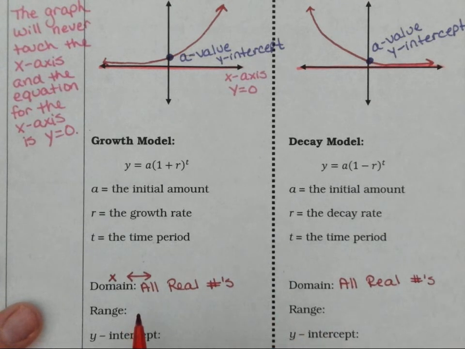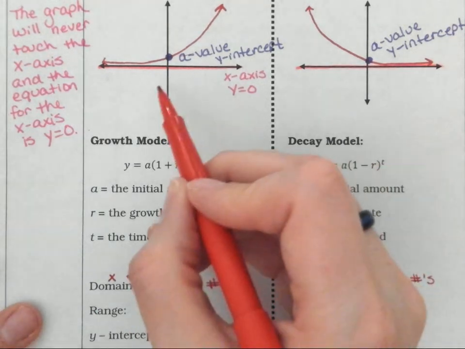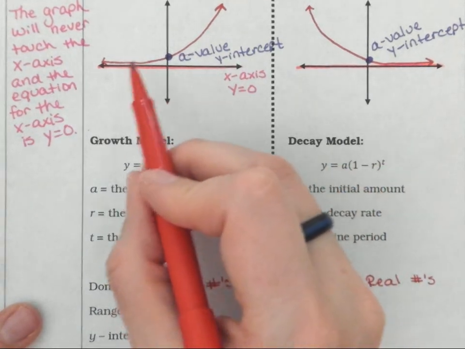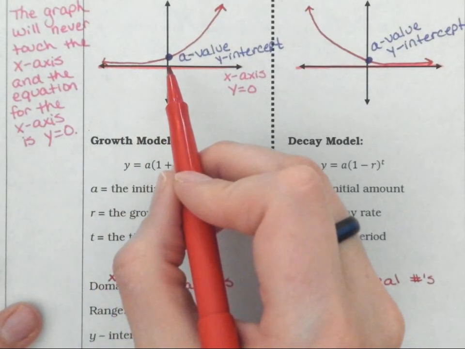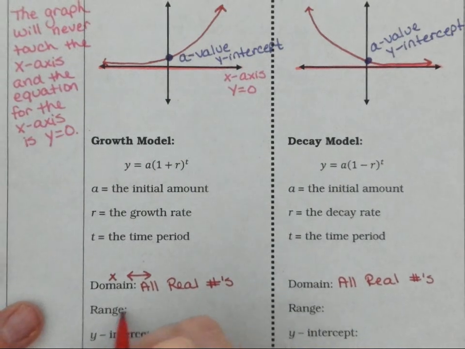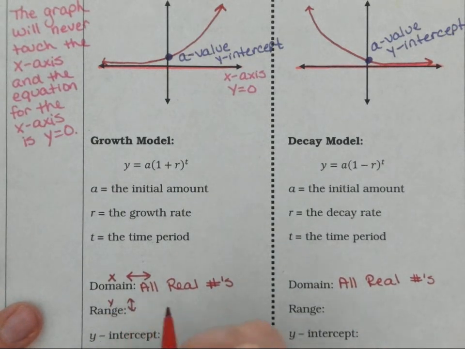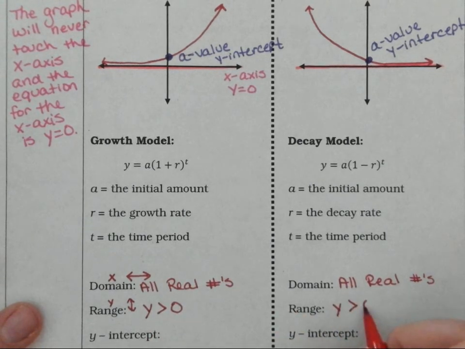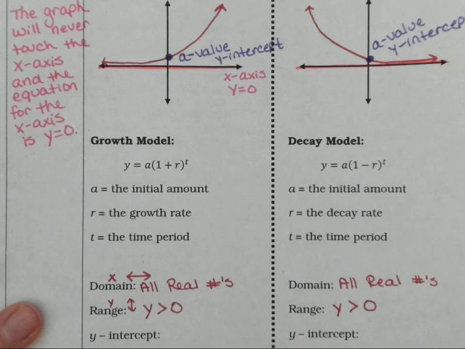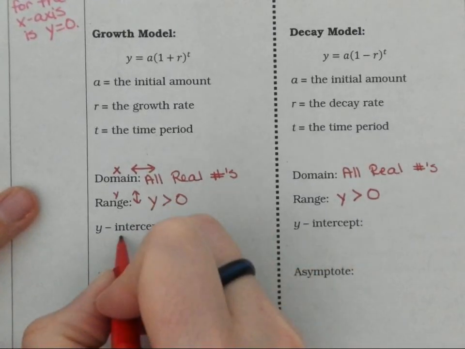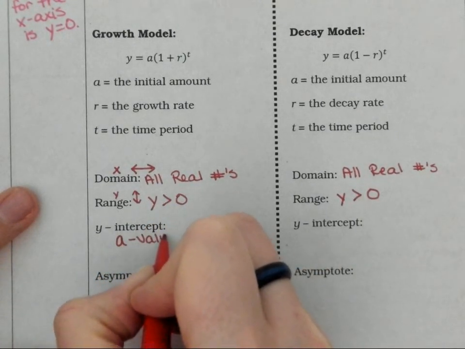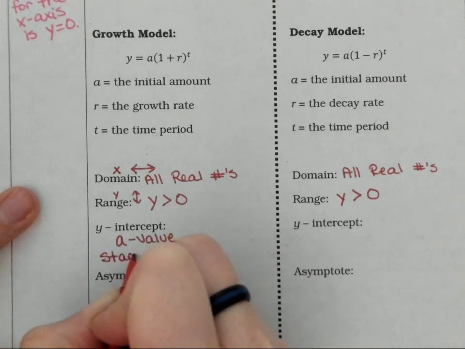My range is my y values. My y values are never going to be negative, and they're always going to go up. The smallest they can get is close to 0, but not equal 0. So my range, my y values, that's the up and down part, is y is greater than 0. I can be bigger than 0, I can never touch 0. We already talked about the y-intercept. We said the y-intercept was the a value, or the starting value.